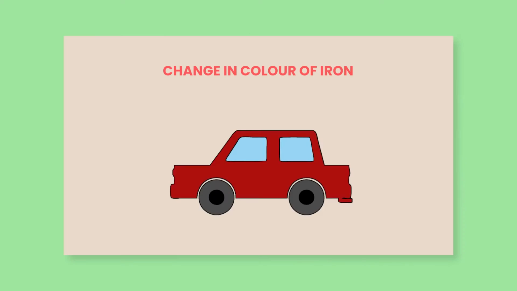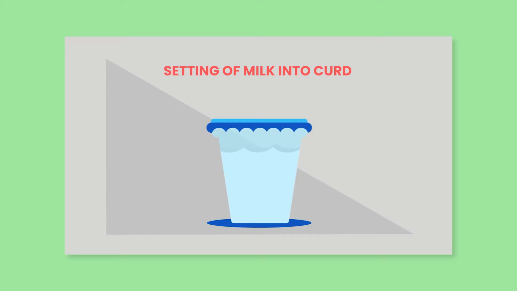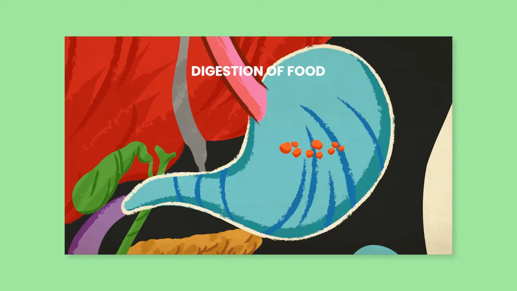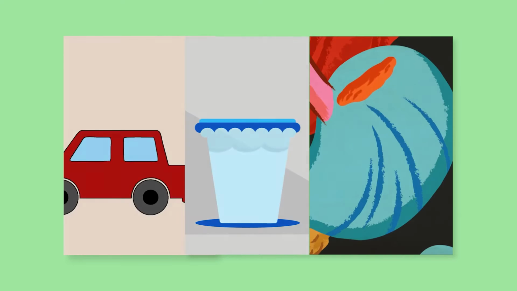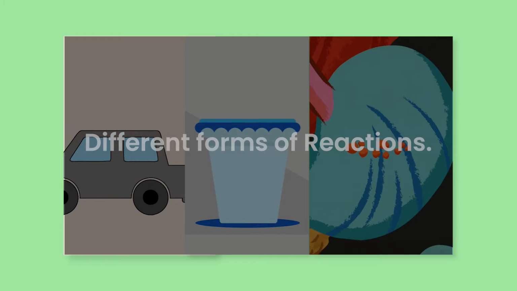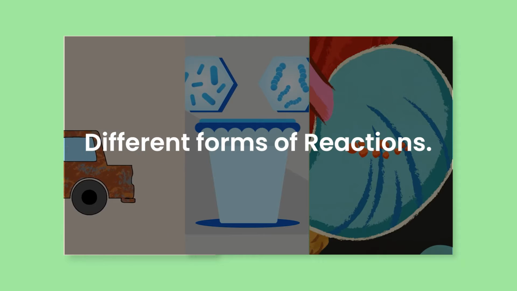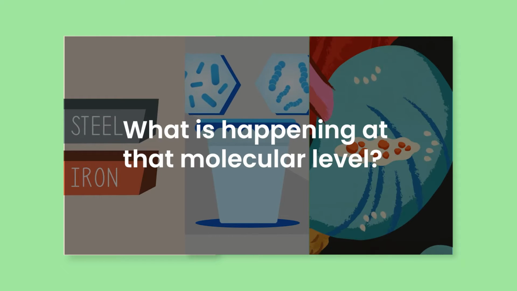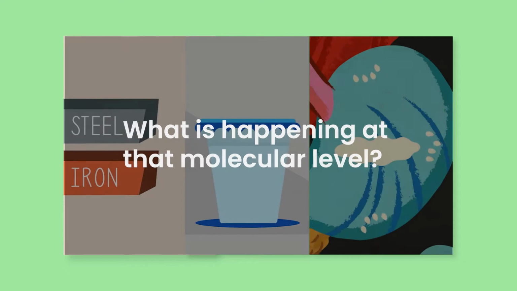Have you people noticed the change in color of iron when exposed to air for a long time, or the setting of milk into curd, or maybe let's say even complex processes of digestion of food, respiration, etc.? There is this one thing common to all. They all are different forms of reaction. We see these reactions daily, but what exactly is happening at that molecular level?